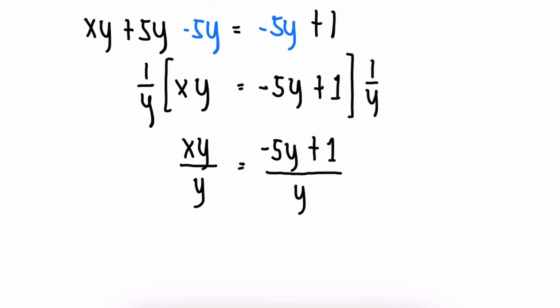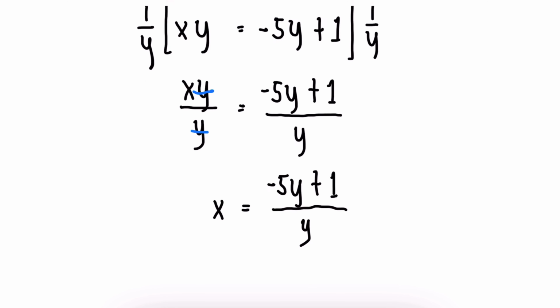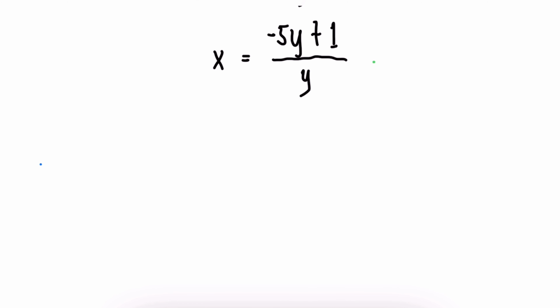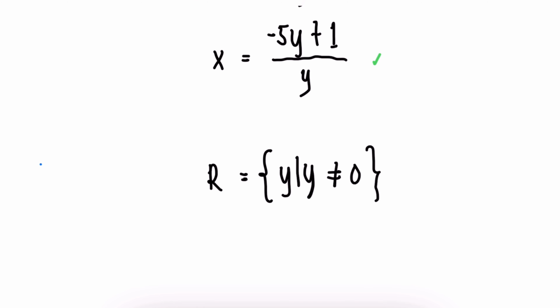To simplify, on the left side of the equation, cancel y, that will become x is equal to negative 5y plus 1 over y. Since the equation is in x form, therefore the range is not equal to 0. In symbols, range is equal to y such that y is not equal to 0.